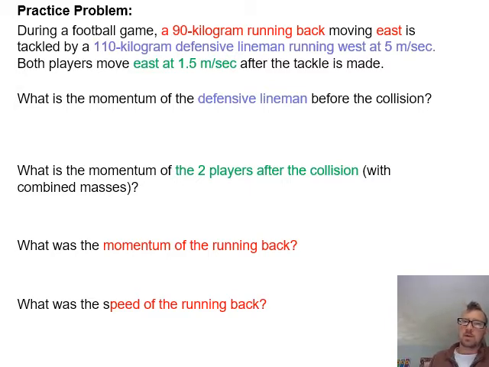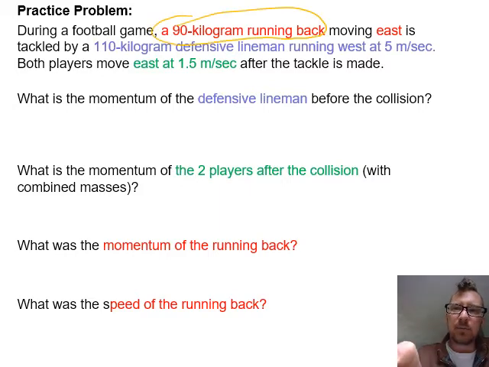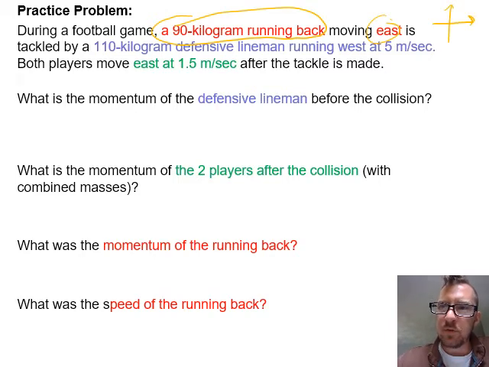So here's our practice problem. During a football game, we have a 90 kilogram running back moving east. So we'll go ahead and do some compass rose stuff. East is going to be positive, west is going to be negative. That's important because one of these sides is going to win and one's going to lose. He's tackled by a 110 kilogram defensive lineman running west. So that's going to be negative. Both players move east after the collision. I've color-coded this because it can be hard to keep track of linemen and stuff like that if it's not your sport.